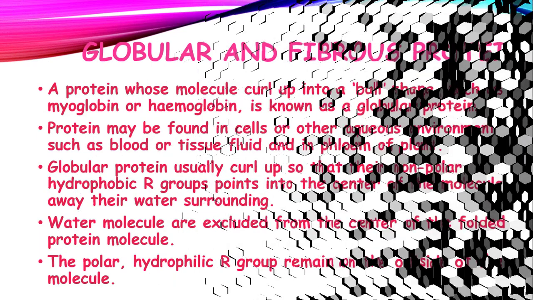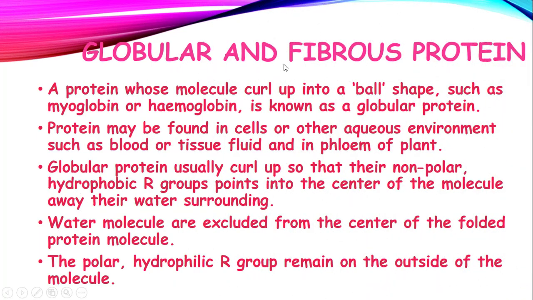Now let's begin with the globular or fibrous protein. Globular: a protein whose molecules curl up into a ball shape, such as myoglobin or hemoglobin, is known as a globular protein. Globular proteins are actually the larger proteins. Hemoglobin is said to be a globular protein.